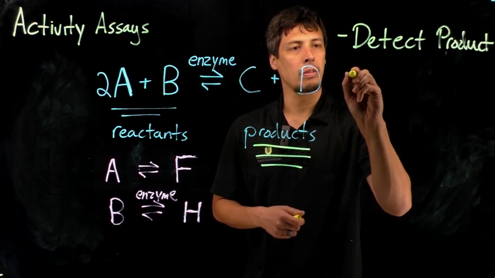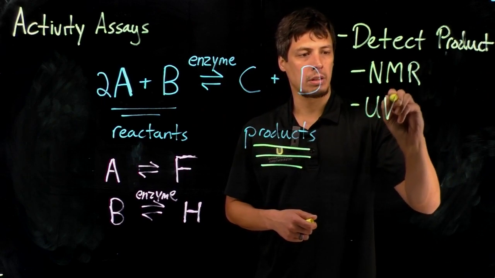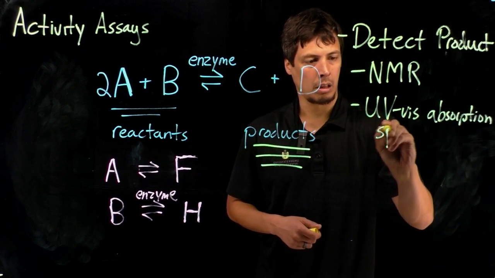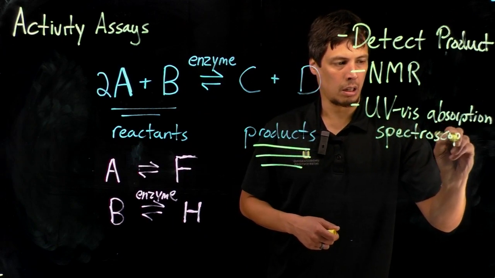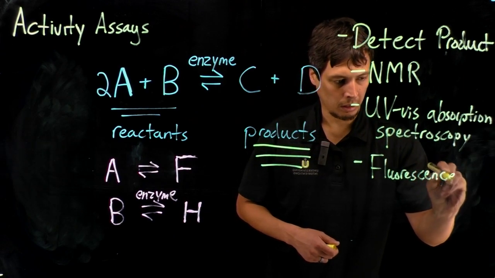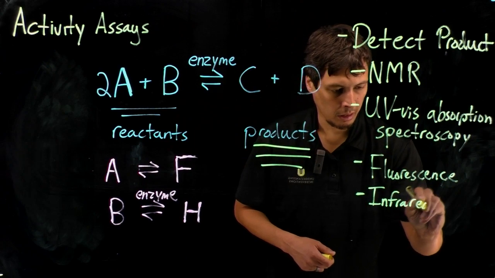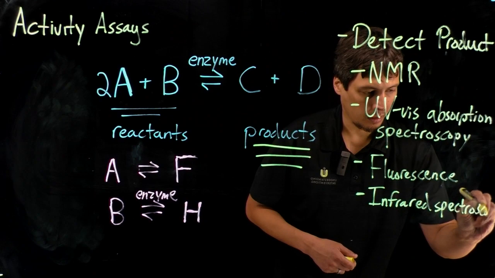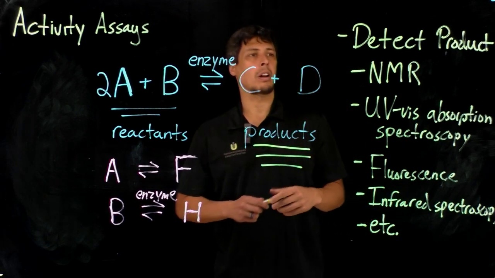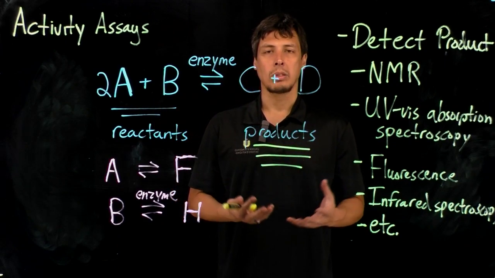There are a number of ways we can do that, and you've learned about a number of these in previous courses. For instance, nuclear magnetic resonance, or NMR. Of course, UV-Vis absorption spectroscopy, which we've discussed. We can use fluorescence. We can use infrared spectroscopy, and a number of other techniques. We're only limited by what's available. Once we've figured out a way to detect the product, that helps us design the experiments for figuring out exactly how the enzyme functions, and that allows us to correlate structure and function relationships.